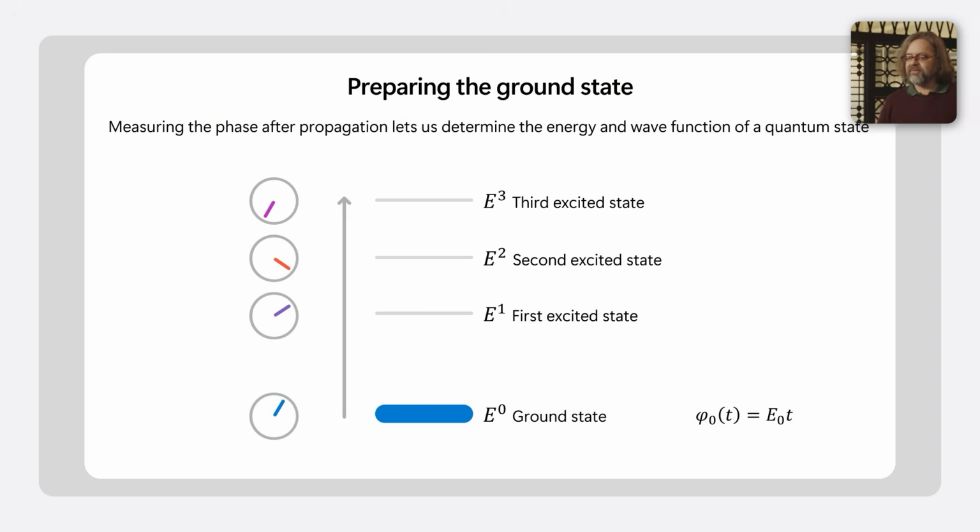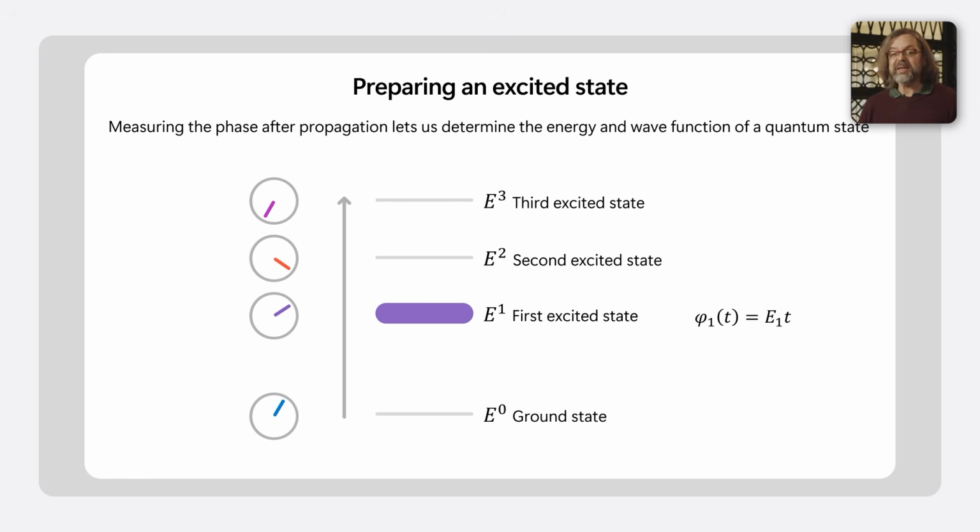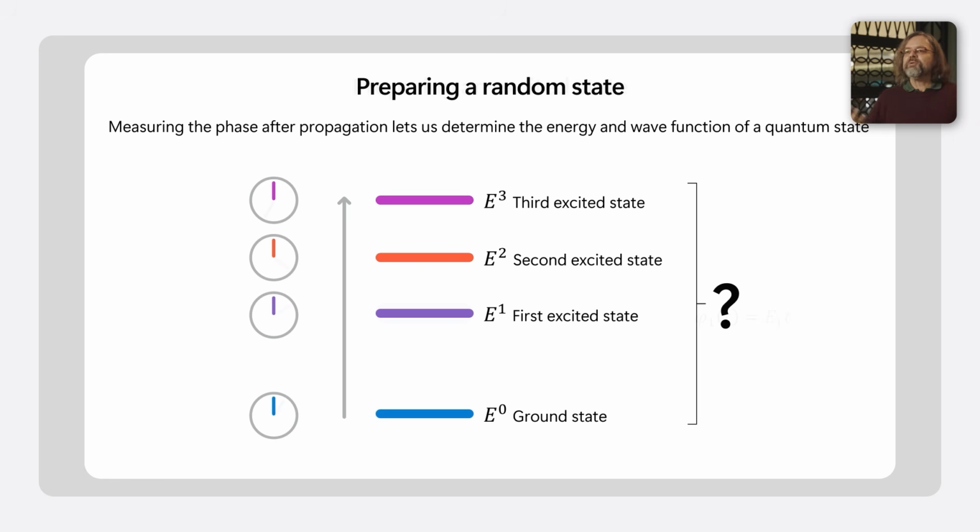So if I start from the ground state wave function, I measure the phase and thus the energy of the ground state. If I start in the first excited state, I get the energy of the first excited state and so on. But I don't know the ground state. Hence, what can I do? If I knew the ground state, well, then I might have solved the problem already. I don't know it. So let's try to start from a random state.